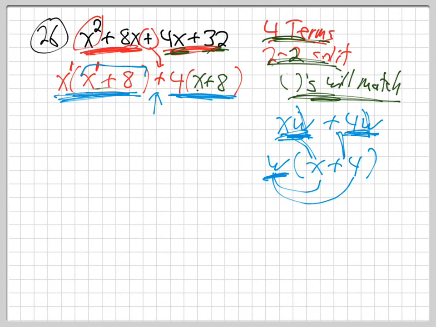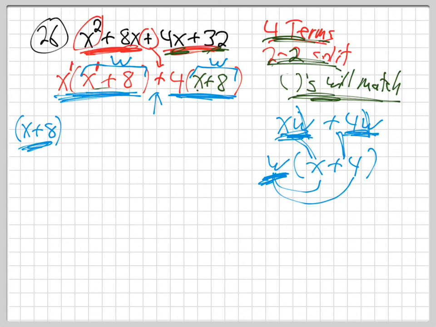That whole x plus 8 is like a big W. Both those x plus 8s are like a big W. It's what the two terms have in common. They both have a parenthesis, x plus 8. So just like you put a W in the front, put a parenthesis x plus 8 in the front. It's the same thing, it's just bigger.